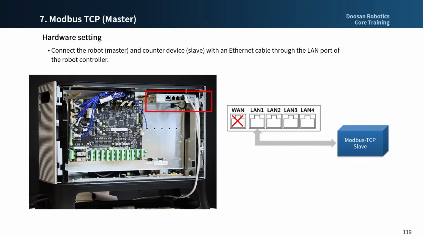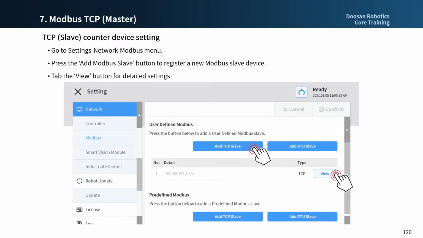So hardware connection is industrial Ethernet-based communication. Ethernet cable is connected to LAN, not WAN port. So when you return to the UI screen and press the Add TCP Slave button on the Modbus tab in the setting menu, the disabled TCP type of equipment is created, and click the View button for detailed setup.